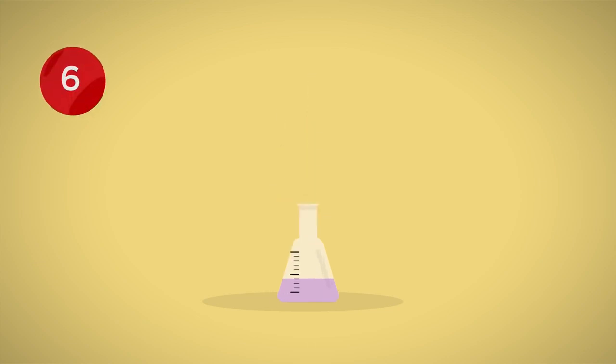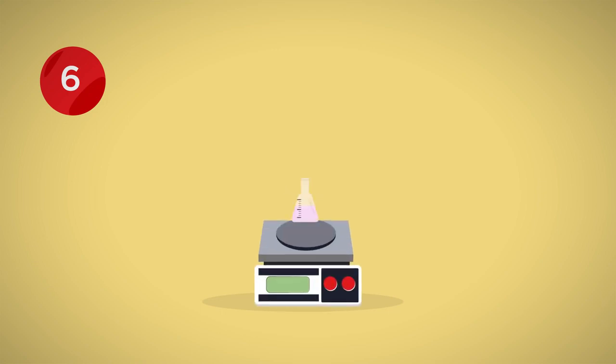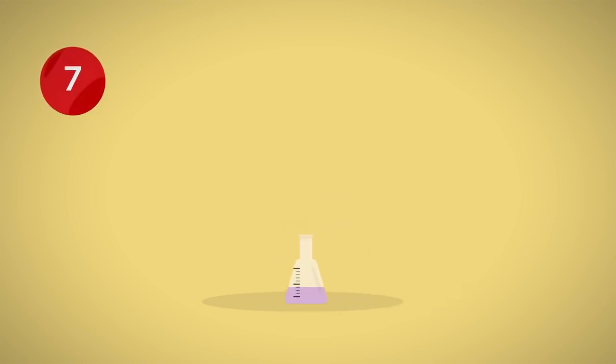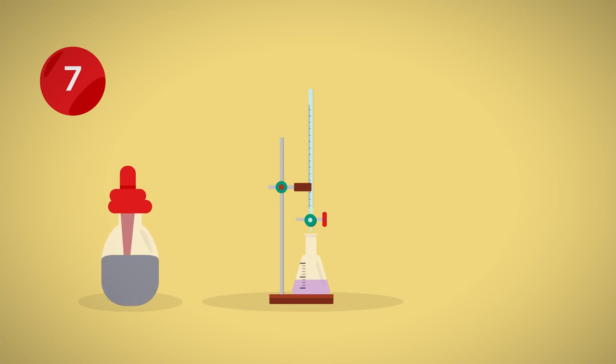6. You may need to swirl the flask to mix, or use a stir plate. 7. Stop adding when the reaction is complete. The end point is reached. This is where an indicator may help, because there would be an appropriate color change.